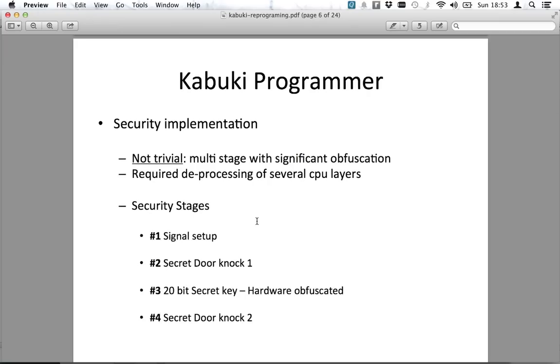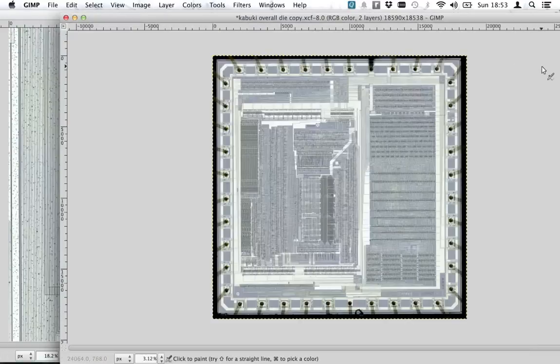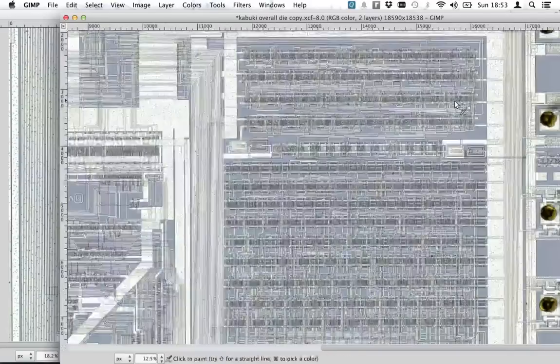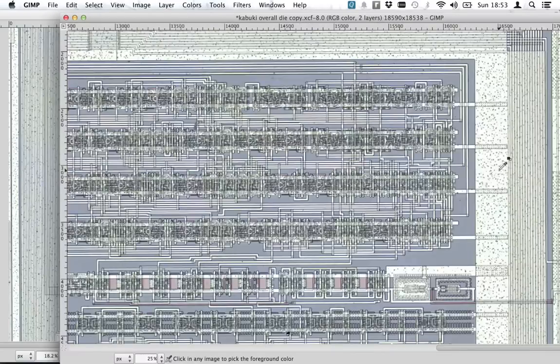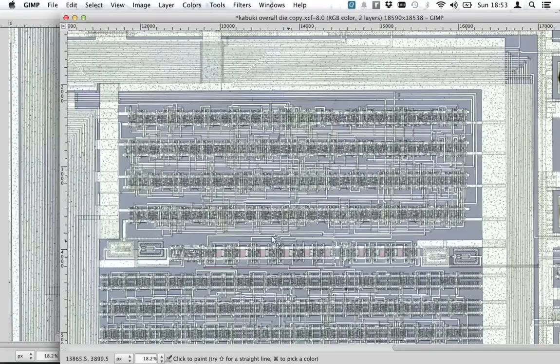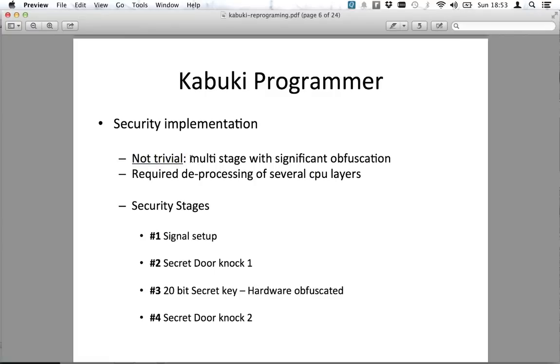So the programmer itself is not trivial, and as I said before, most of it is dedicated to security. Let me show you the specific area inside of the CPU. If you remember, it's all of this area up here, these four rows that we have on the top right part of the CPU, and this is the gatekeeper. This is basically where it connects to the different memory registers in a serial fashion. And as I'm saying, this is mostly dedicated to security, and it's a multi-stage process with significant obfuscation.